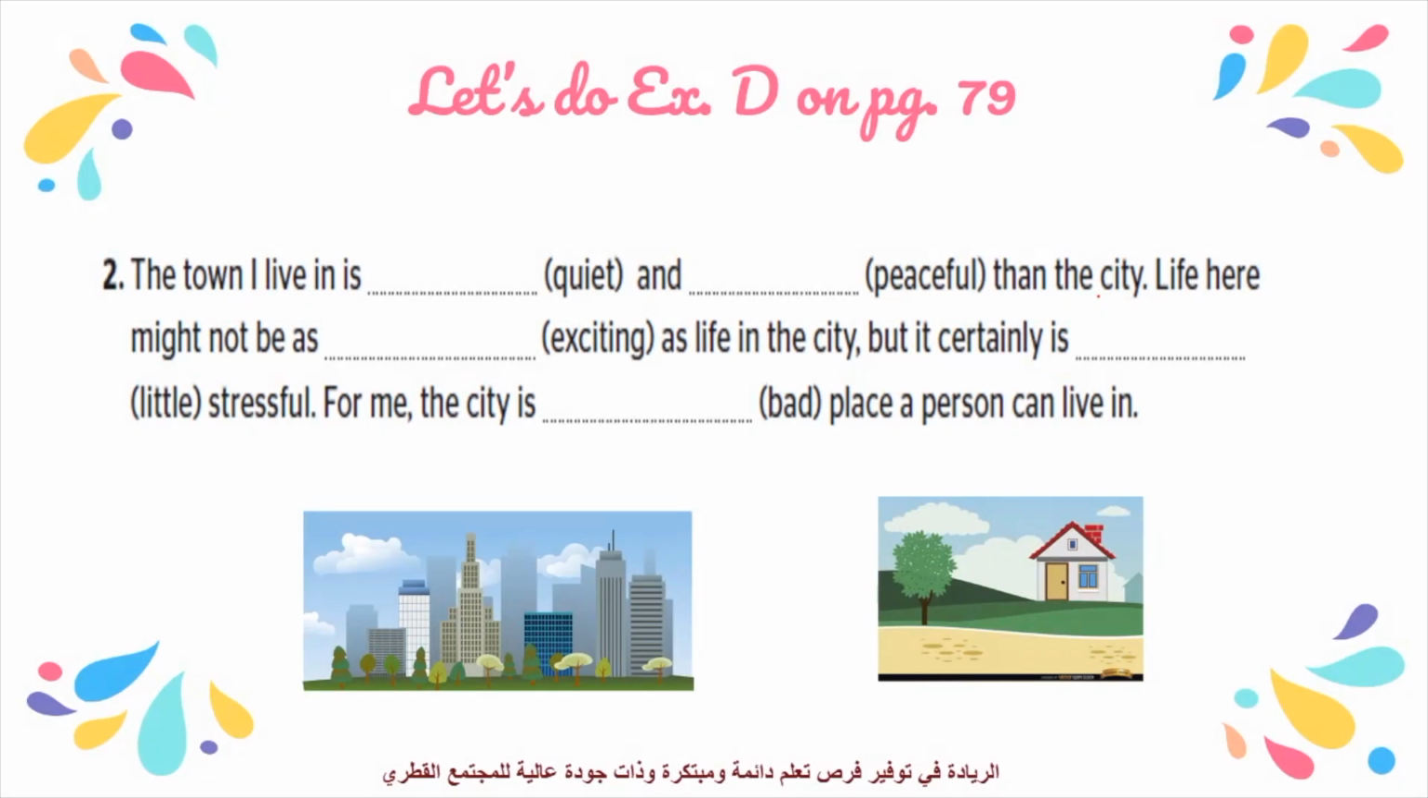Let's take a look at number 2. You're comparing between the town and the city. So you will use comparatives. Quiet is a short adjective. So you say quieter, and peaceful is a long adjective. So you say more peaceful than the city. Again, with as and as, the adjective stays the same. So life here might not be as exciting as life in the city.